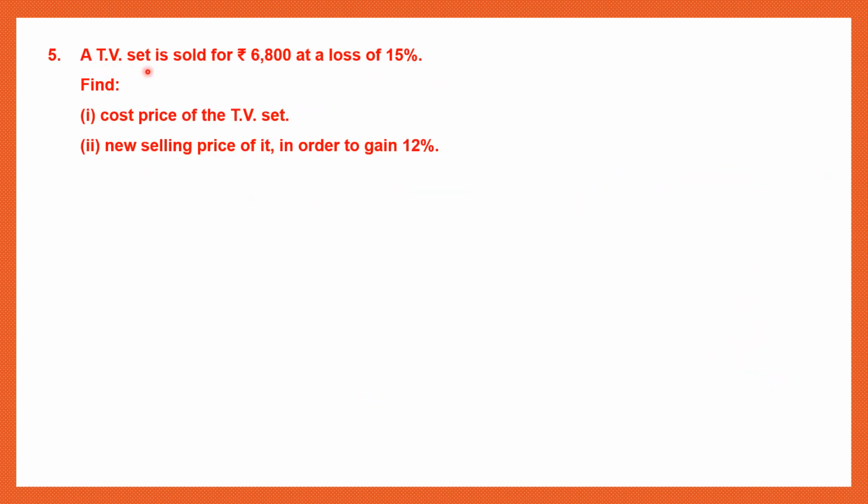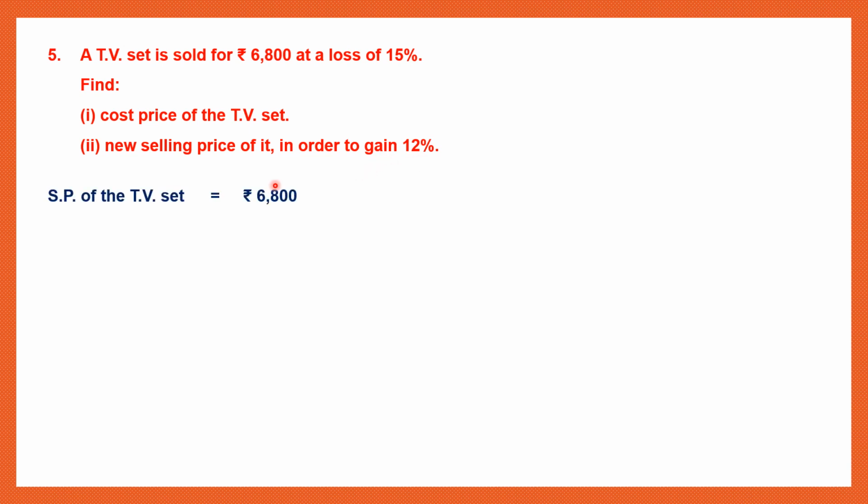Question 5. A TV set is sold for 6800 rupees. That means selling price is 6800 at a loss of 15%. So we have selling price and loss. First we have to find the cost price. Second we have to find the new selling price. To find the new selling price, use this cost price and this gain.